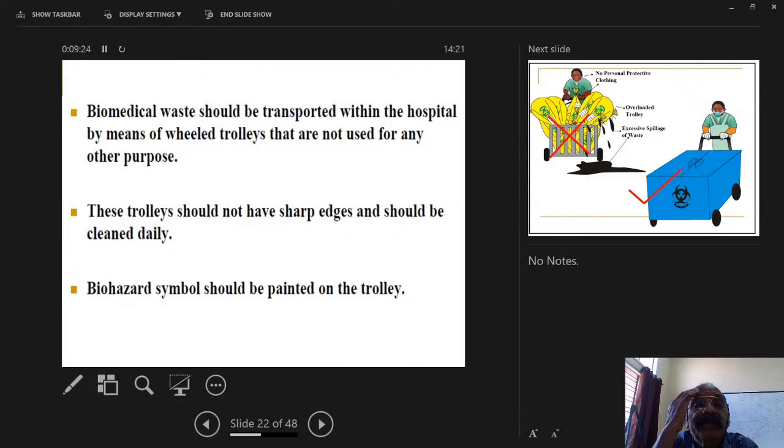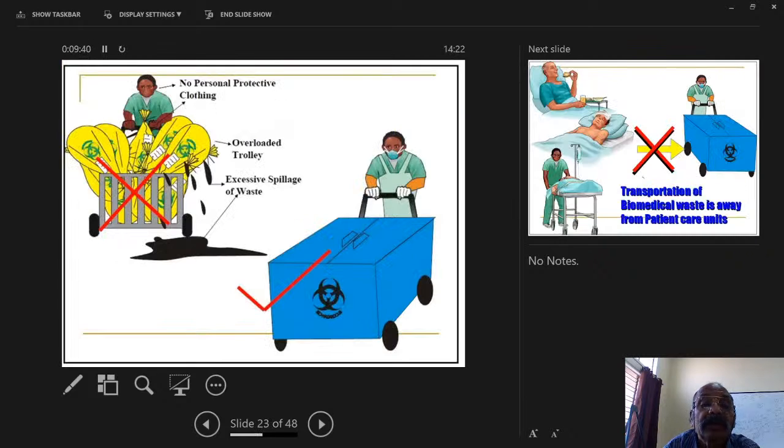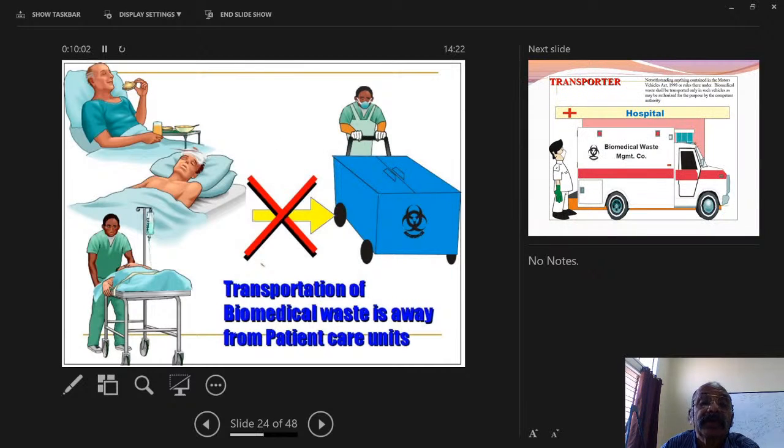Biomedical waste should be transported within the hospital by means of wheeled trolleys that are not used for any other purpose. These trolleys should not have sharp edges and should be cleaned daily, and a biohazard symbol should be painted on the trolley. Now, the ideal way is that the person who is pulling this trolley should have protective clothing, and the trolley should be closed so that there is no spillage of biomedical waste.